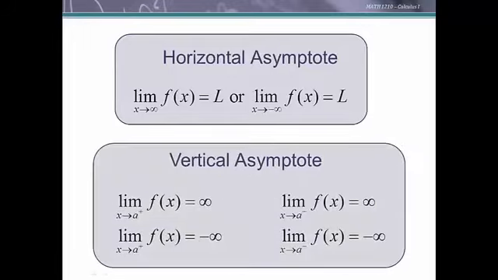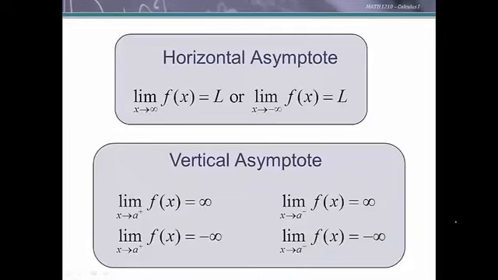Now a vertical asymptote would do the limit as we approached some finite value, the function was going towards infinity or negative infinity. So as we see here, as x approaches a from the right hand side of the function we could go to infinity, or from the left hand side if the limit was infinity, or could go to negative infinity from either the left or the right.